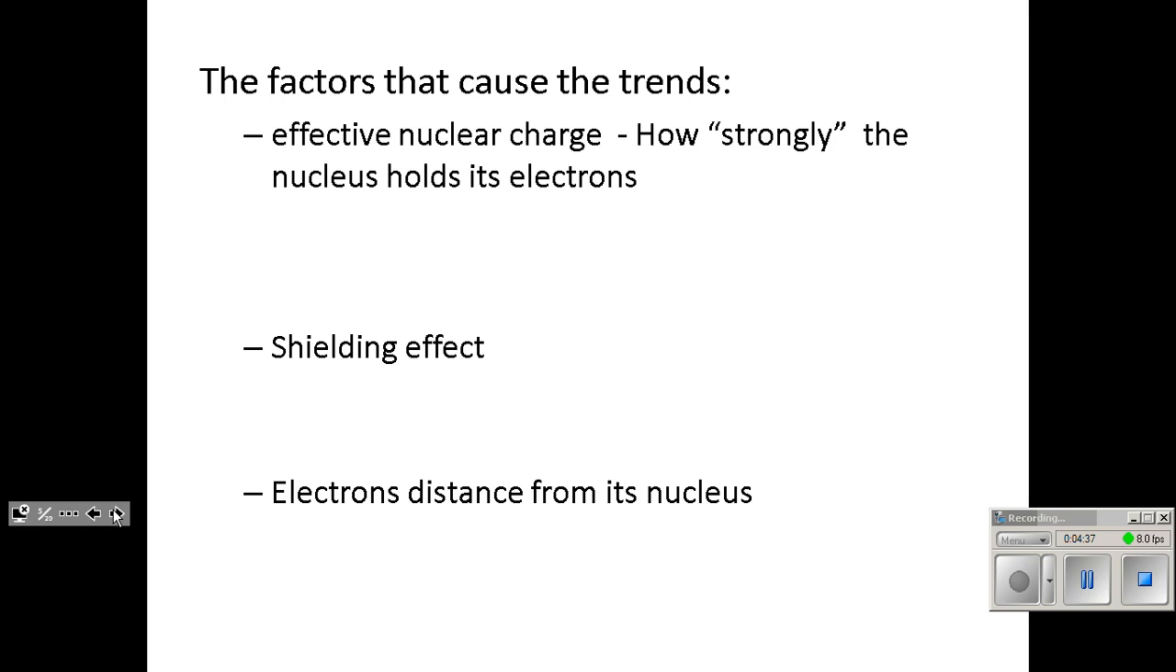And then shielding effect. Maybe, I think I've got something here. Hold on. Right. So effective nuclear charge is determined by the number of protons. And of course, it makes sense that the more protons there are, the stronger those protons will pull on their electrons. Shielding effect is kind of like when you go to a concert and you've got rows of seats, right? The performers way down on the stage or up on the stage.